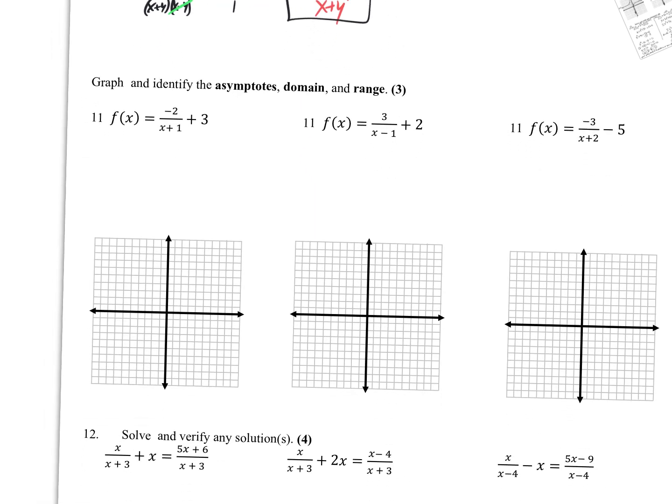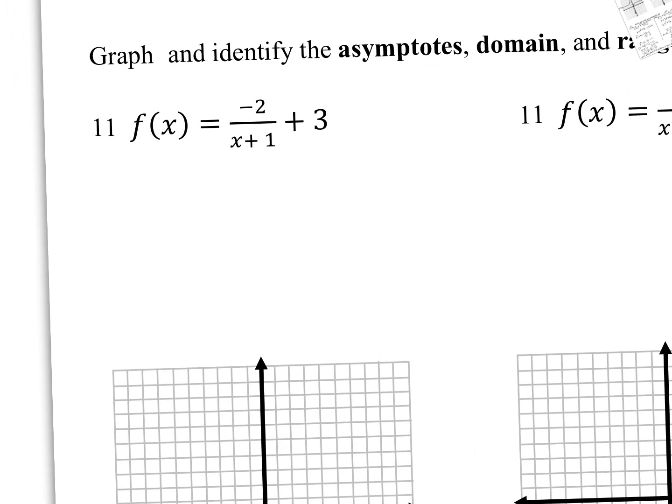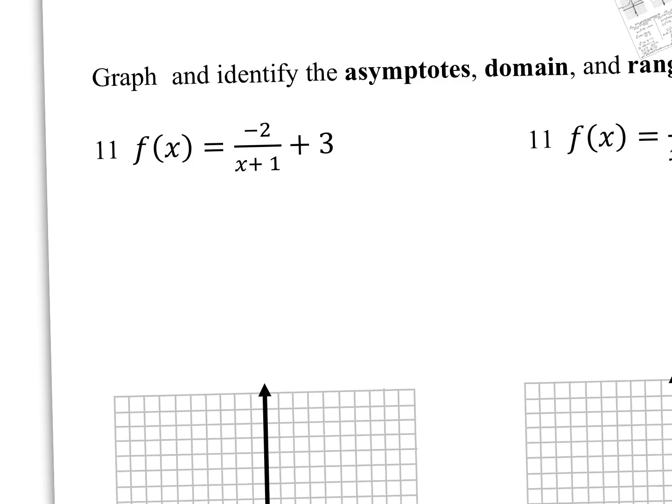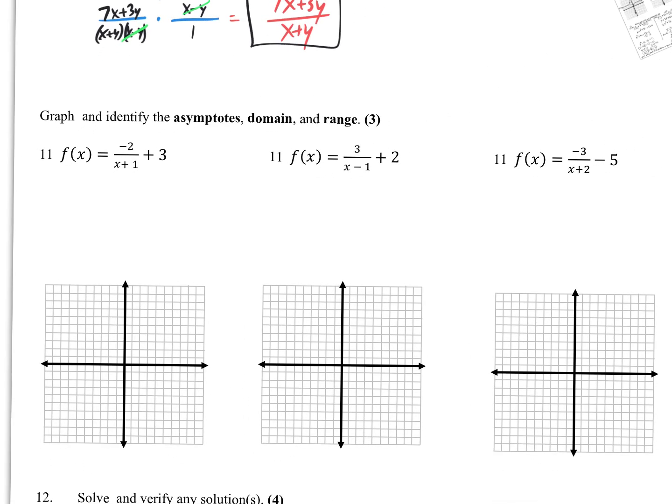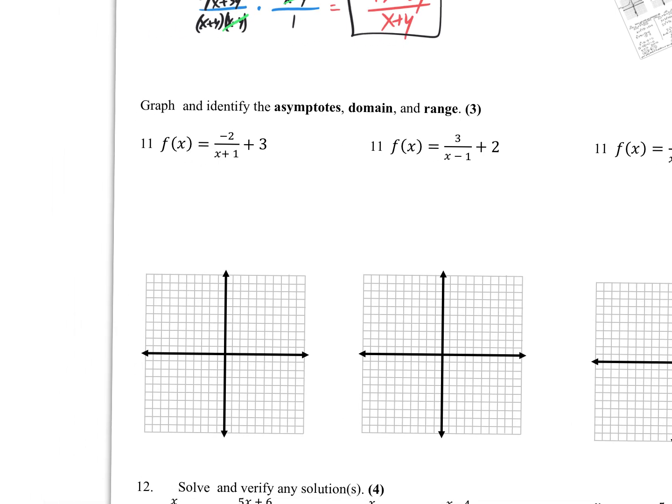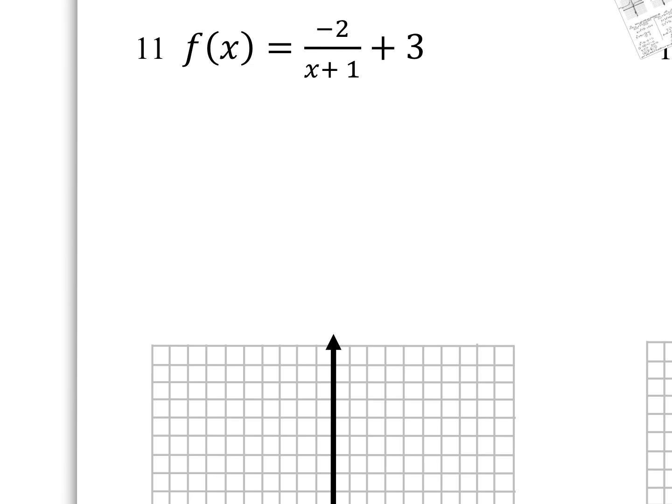Let's move on to these next three graphing rational functions. So we have 11, first, second, third. They're all the same type of questions. It says identify the asymptotes, the domain and range. It's very important to identify asymptotes. That's how you actually graph these guys, right?